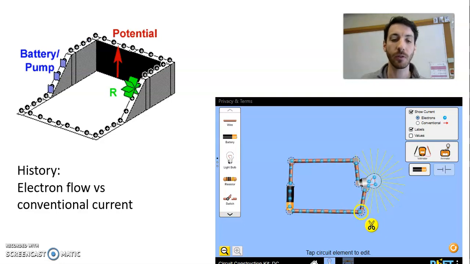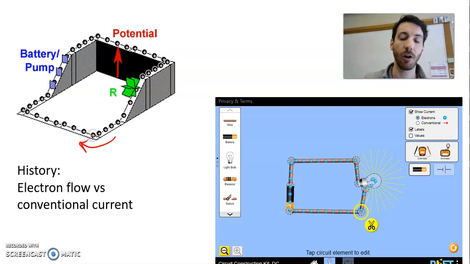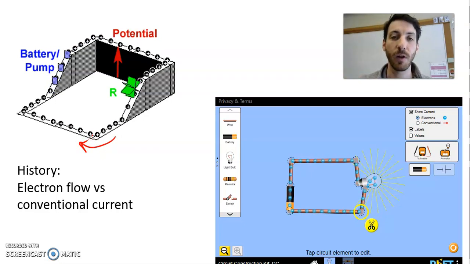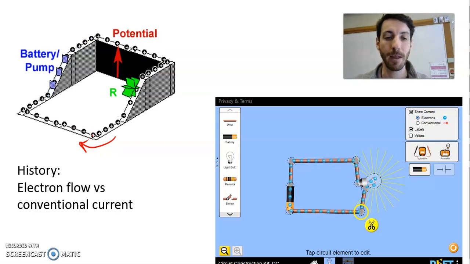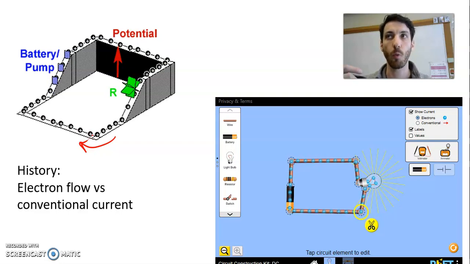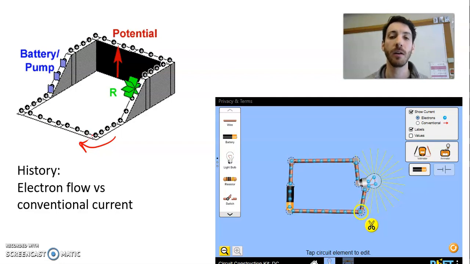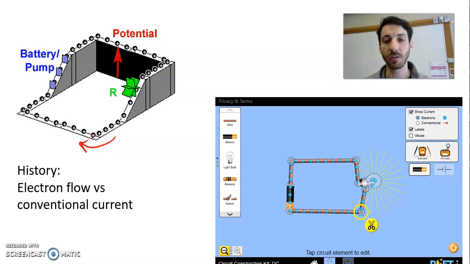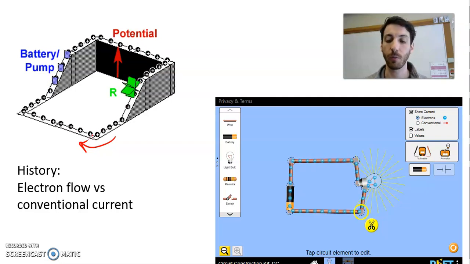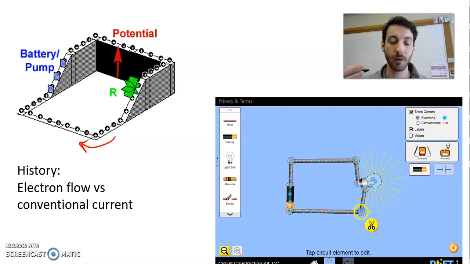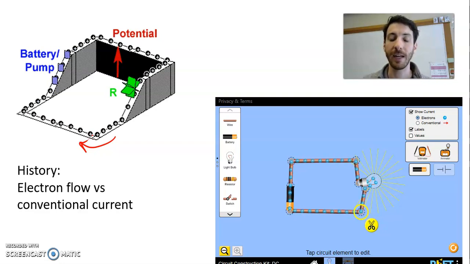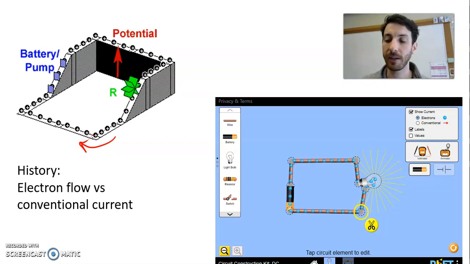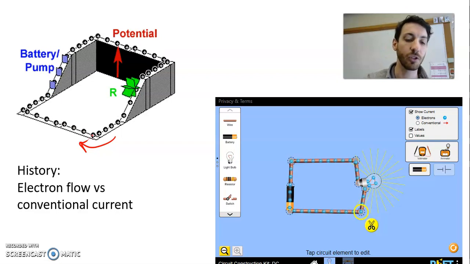Just a quick note, you'll notice in a lot of these visuals and some of the sources you'll find online that there are positive charges that are flowing. This is because when this was first being discovered, it was agreed upon to assign a positive charge as flowing through a circuit. We now know that the electrons, to which we assign a negative charge, are flowing in a circuit. It's not going to change any of our calculations whatsoever. This is called conventional current.